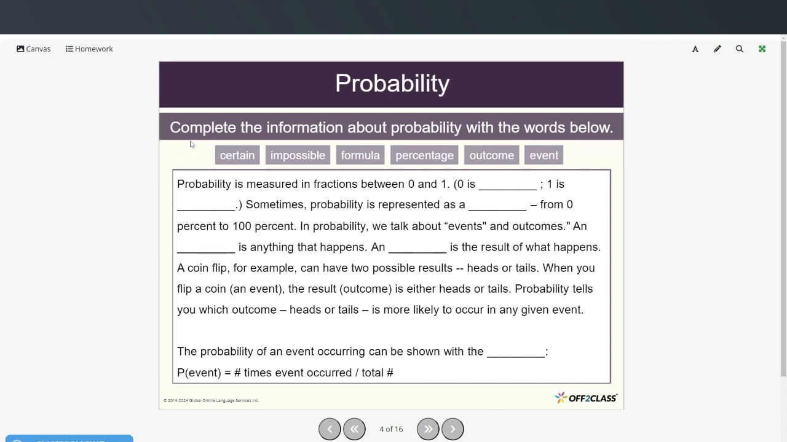All right, so now complete the information about probability with the words below. We've got certain, impossible, formula, percentage, outcome, and event. Again, you can pause the video, try that on your own, and then restart when you're ready to check the answers.